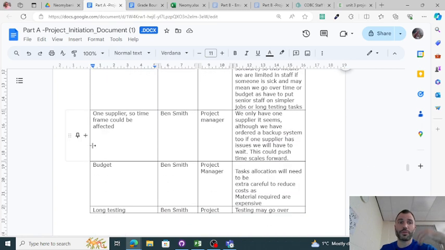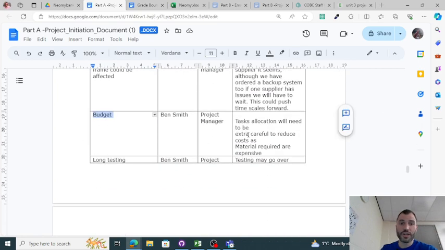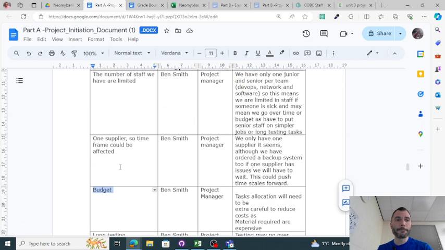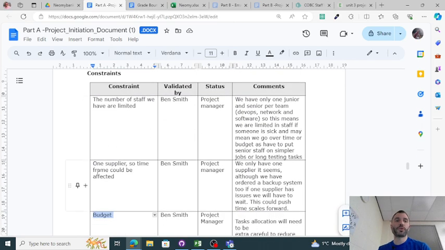We're constrained by the number of staff. We're constrained by our budget, and that means we need to make sure that we allocate tasks carefully and reduce the costs. We're constrained by the long testing time, and that may push the deadlines over. We're constrained by only having one supplier, because as what actually happened, we got the wrong thing delivered. Although that wasn't a delivery issue in terms of there being supply problems, it was a problem with who ordered what.